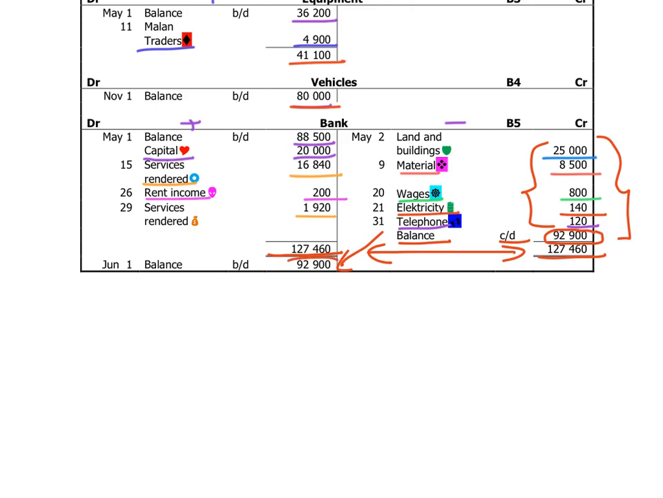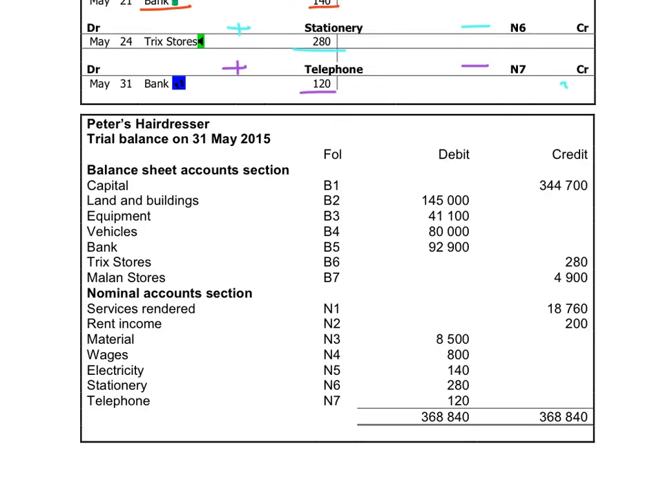Because the balance was brought down on the debit side, we will record this balance on the debit side of the trial balance. If we look at the trial balance, we see that capital balances was on the credit side. So the amount on the credit side of your capital account will appear on the credit side of the trial balance. All my assets, land and buildings, equipment, vehicles, the amounts were on the debit side, so the balances will appear on the debit side of the trial balance.